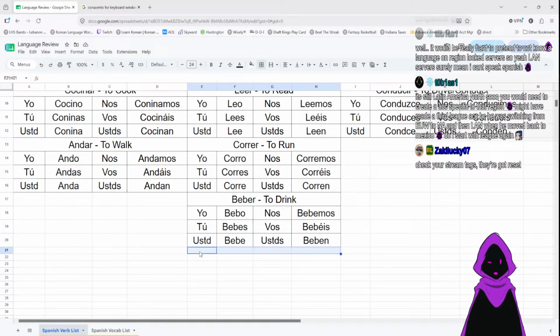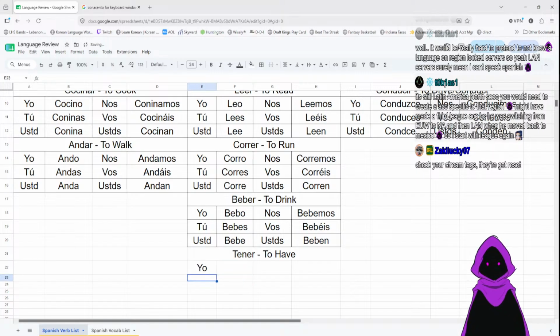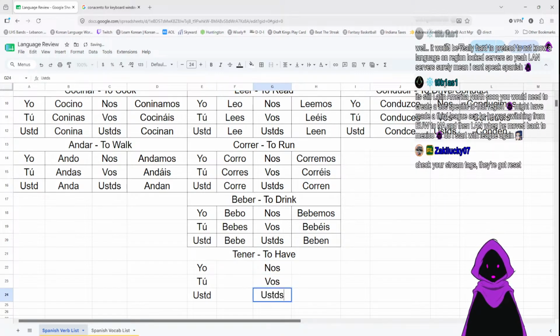Back over here with the ER verbs again with tener. Tener is the verb to have. Nosotros, vosotros, ustedes. So, tener is another little irregular for the yo form.